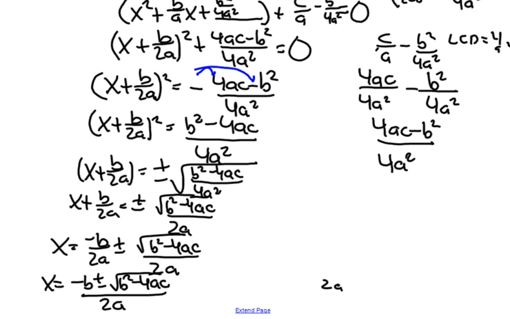Now, take a moment and take a look at what x is equal to. Negative b plus or minus the square root of b squared minus 4ac all over 2a. Does that formula look familiar to you? It should. This is the quadratic formula to help me solve quadratic equations.